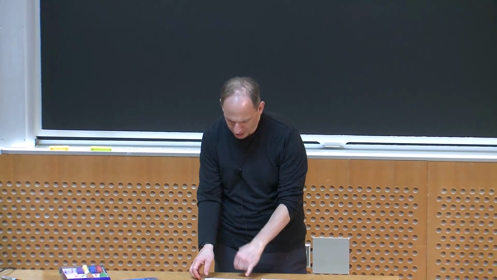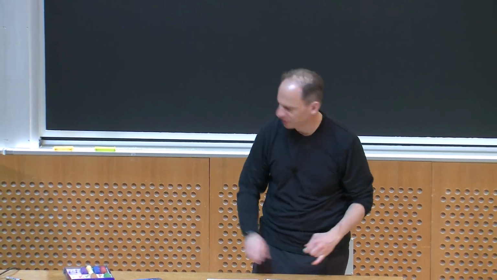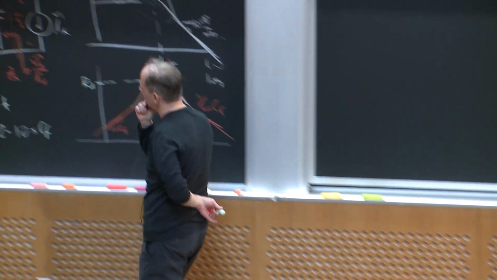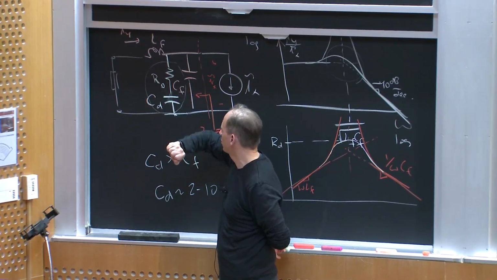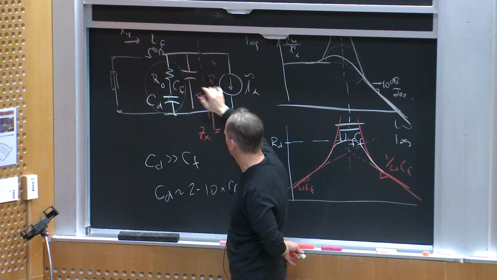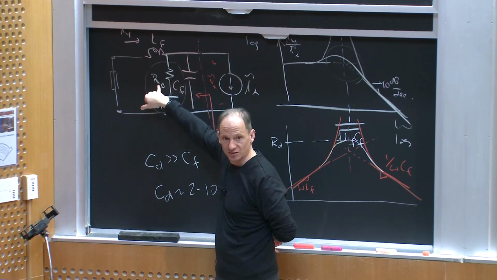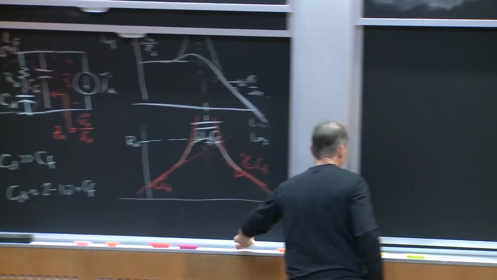Okay, so let's think about what would happen if I put this damping branch in here. How do I pick RD? Or another question I could ask is, what does the resonance of this filter look like as I vary RD in this system? Let's take a look at that.